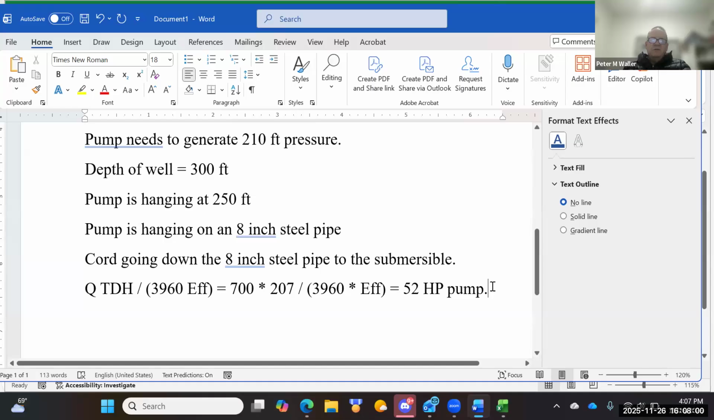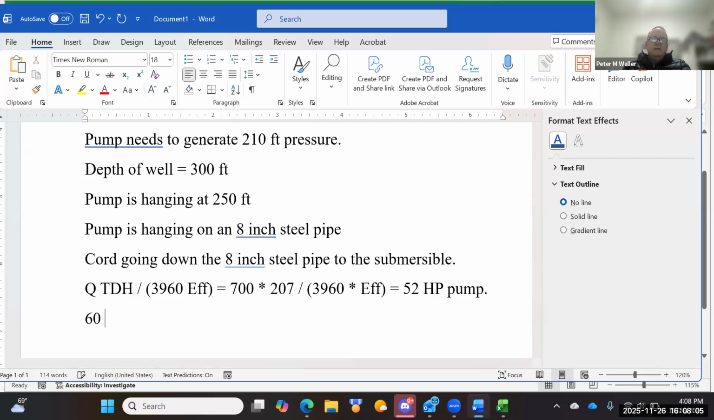If you have a calculation of 52 horsepower, then you need a 60 horsepower pump in the well, because they don't make a 52 horsepower pump. And also, I'm forgetting about this, but AI is saying with service factor. So there's also some sort of safety factor. Not sure what it is. But anyway, just to be safe, we're going to use a 60 horsepower pump in the well.